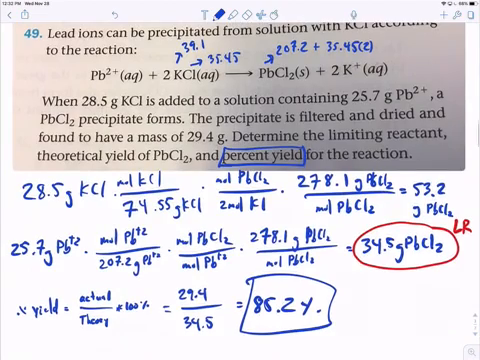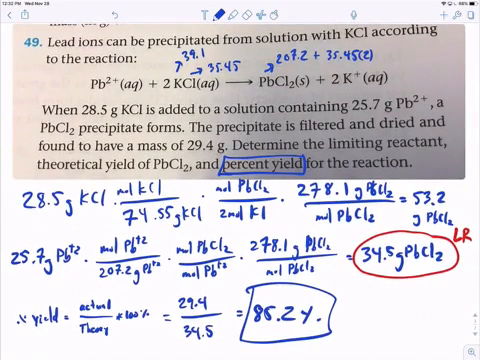Okay, recap with this one. We have this reaction here. We're given the amount of reactants: 28.5 grams potassium chloride and 25.7 grams lead plus 2 ions. We react it and we get a product that's 29.4 grams. We want the limiting reagent, theoretical yield, and percent yield. So we have to figure out what the limiting reagent is first, and you do that by calculating the theoretical yield for both.